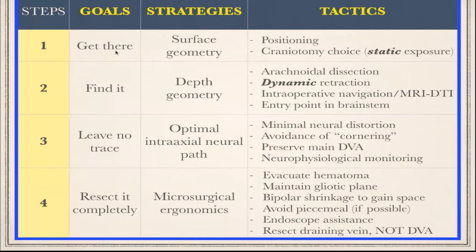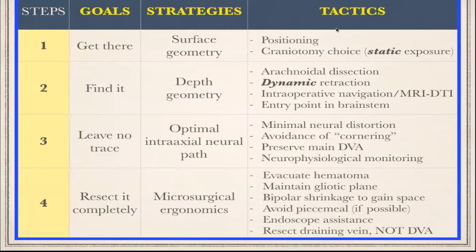How do you get there? How do you find the cavernoma? You want to leave no trace of you being there, and you want to resect it completely. So what's the strategy of getting there? Well, you need to understand the surface geometry. What is the strategy to find your cavernoma? You need to understand the depth geometry. How do you cause least morbidity? You need to understand the optimal intraaxial neural pathway that you must take. And how do you resect it completely? Well, you need to understand microsurgical ergonomics.